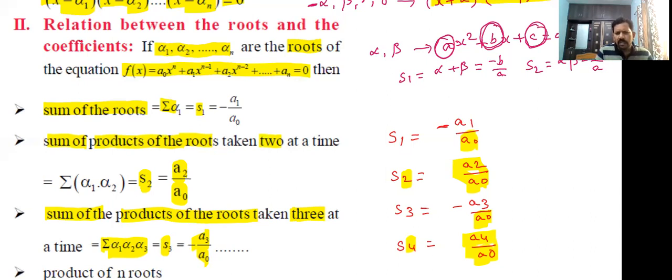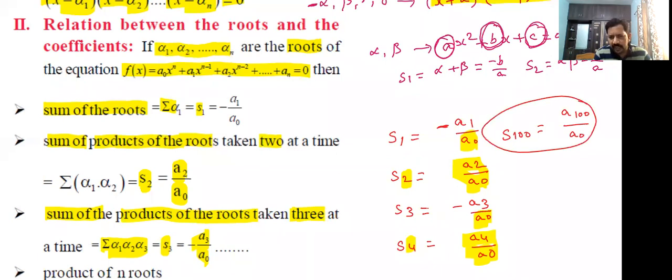Okay. Now tell me what is S100? Suppose S100, A100 divided by A0. So here either plus or minus. 100 is an even number. Compulsorily we get plus only. Okay. Then what is Sn?